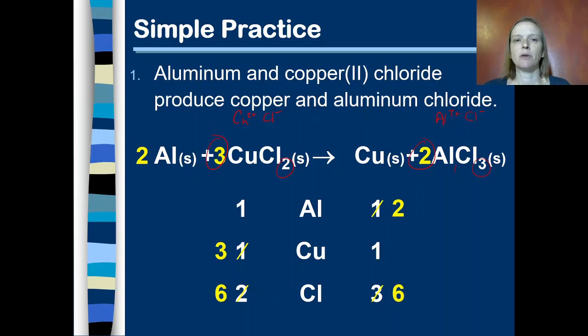So let's fix the aluminum by writing a 2 in front of the aluminum on the left side. So now I've got 2 aluminums total. And we need to fix the coppers on the right side by writing a 3 in front of the copper. And now this is a completely balanced equation.